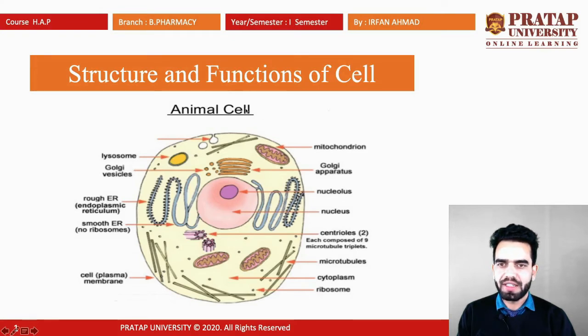We can study the structure of the animal cell. This is the structure of the animal cell. You can see the various organelles here like lysosome, Golgi vesicles, endoplasmic reticulum, that's of two types, rough endoplasmic reticulum and smooth endoplasmic reticulum. We can also see here plasma membrane, ribosomes, cytoplasm, microtubules, various centrioles, nucleus, nucleolus, Golgi apparatus, mitochondrion. So all of this is included in the animal cell.